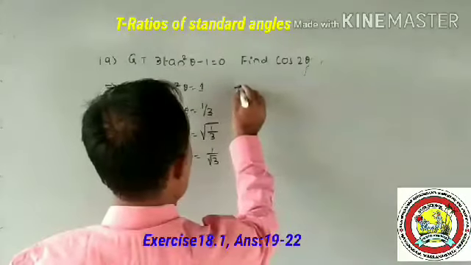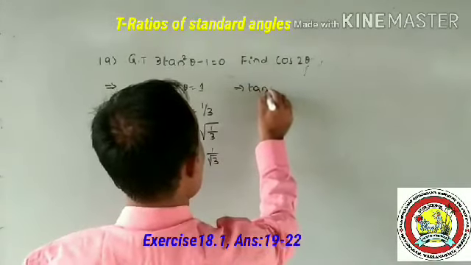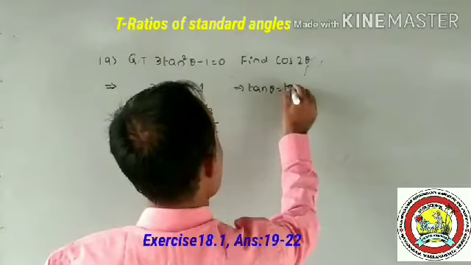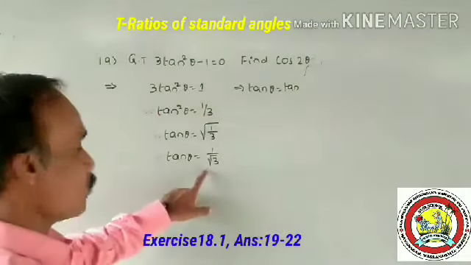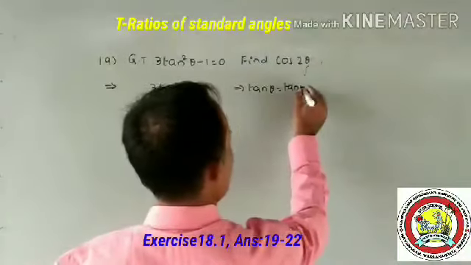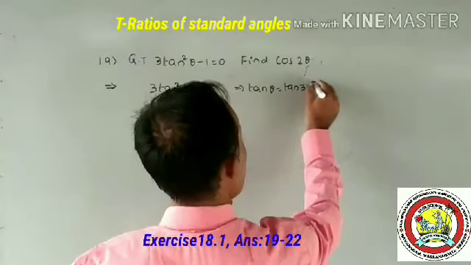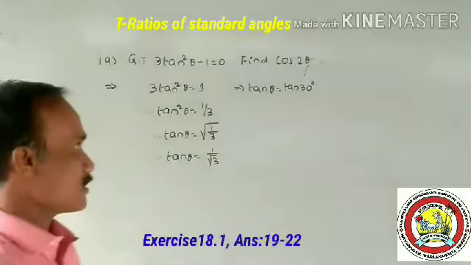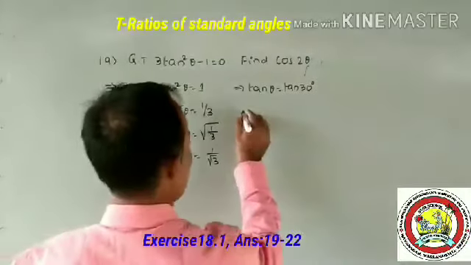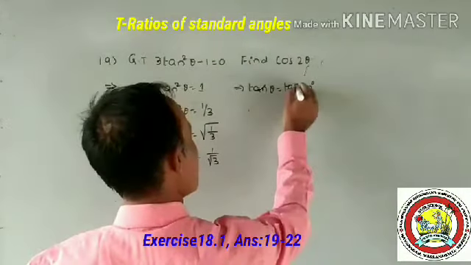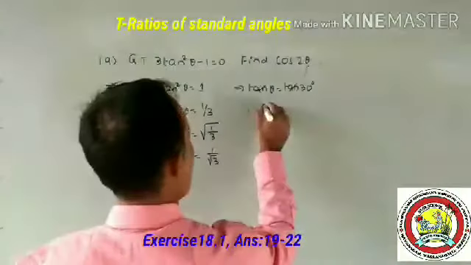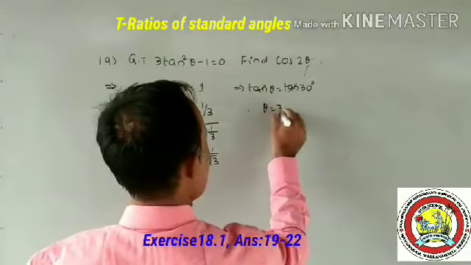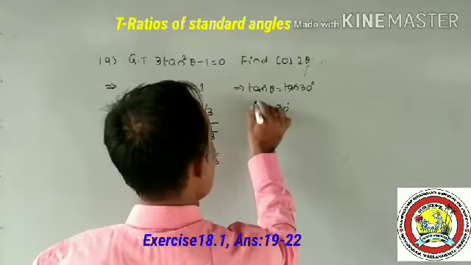Now, write 1 by root 3 in terms of tan. For what value is tan theta equal to 1 divided by root 3? 1 divided by root 3 can be written as tan 30 degrees. Just keep in your mind, theta and tan get cancelled. The value of theta is equal to 30 degrees.